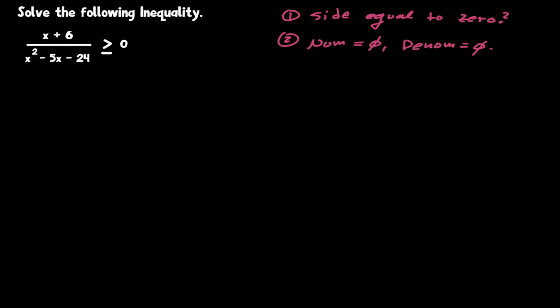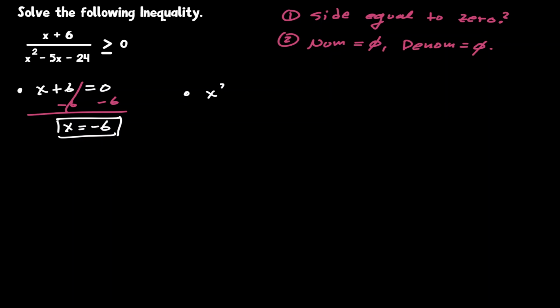Let's start with the numerator, which is x plus 6. Let's set it equal to 0. And if we subtract 6 from both sides, we get the value -6. And now let's set the denominator equal to 0, and let's try to solve.